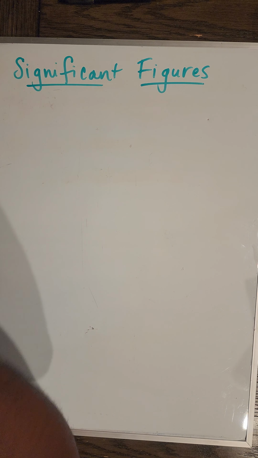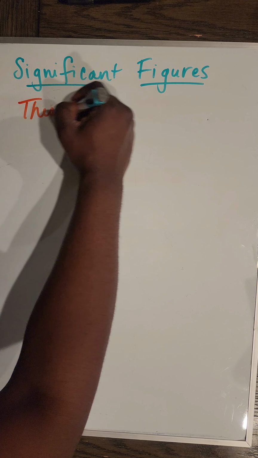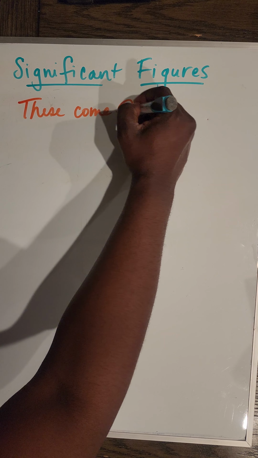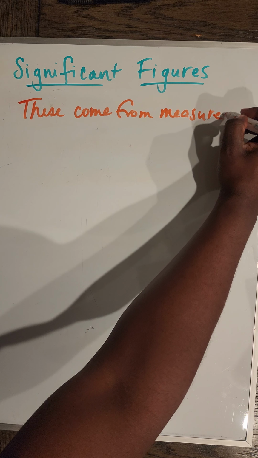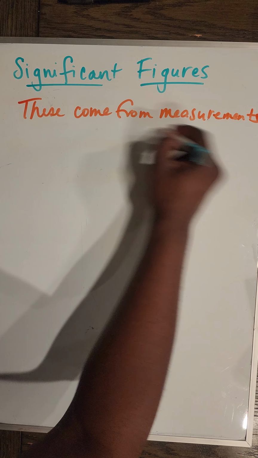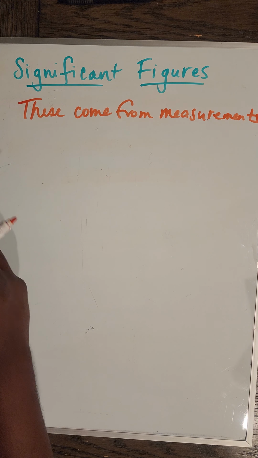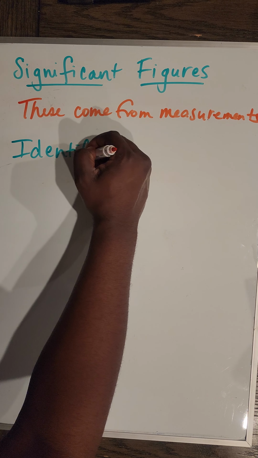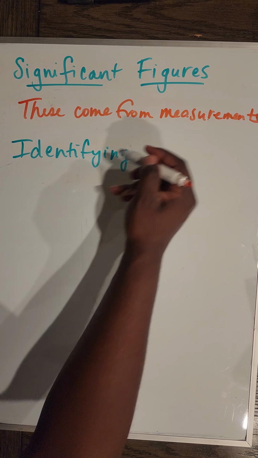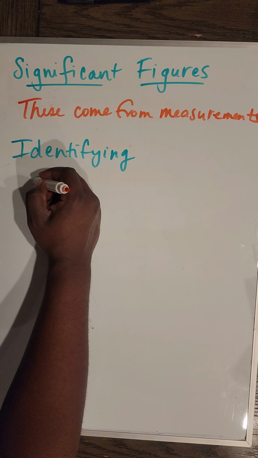So in a measurement, because that's where significant figures come from. These come from measurements. A lot of times we as teachers forget to say this part, but they come from measurements. So how do you identify a significant figure? There's only two things you need to focus on.